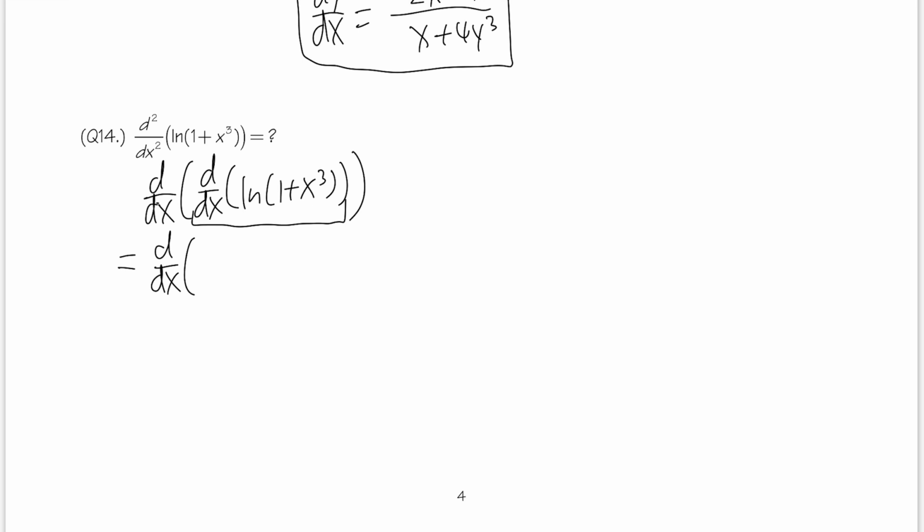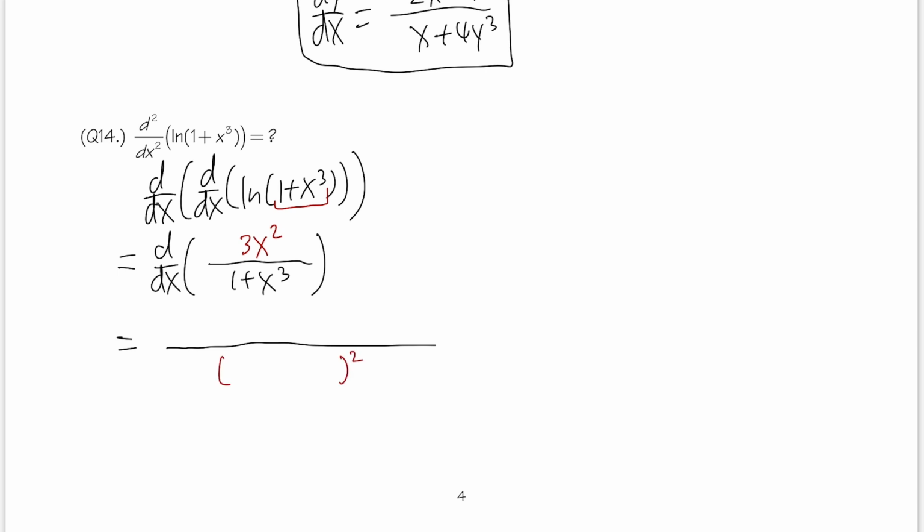Look at this first. The derivative of ln is 1 over whatever this is, which is 1 plus x to the third power. But don't forget the chain rule. So multiply by the derivative of 1 plus x to the third power, and that's 3x squared. So let me just put that on the top. And then we can use the quotient rule, or you can use implicit differentiation with logarithm like what we did earlier, but use the quotient rule. It's much better.